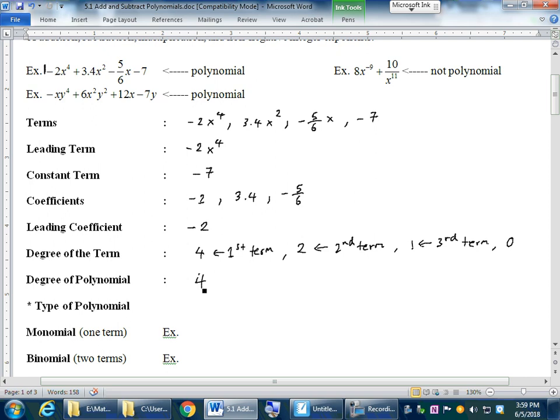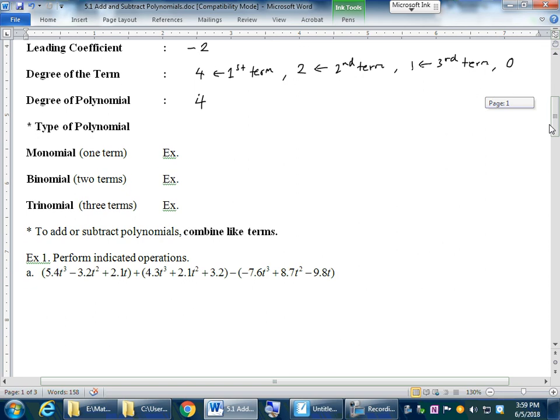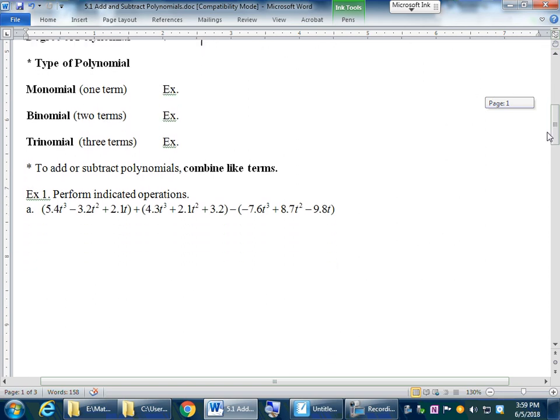We have a few terminologies for the polynomial depending on how many terms you have. A monomial is a polynomial that only has one term, which could be 3x, or it could be 1/4 x to the 5th power. Notice that it's only one term, so everything's multiplication. A binomial has two terms, which is x plus 2. That's a binomial. Or it could be 3x squared minus 5. That's a binomial, two terms.